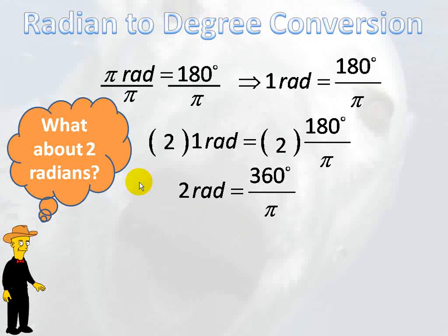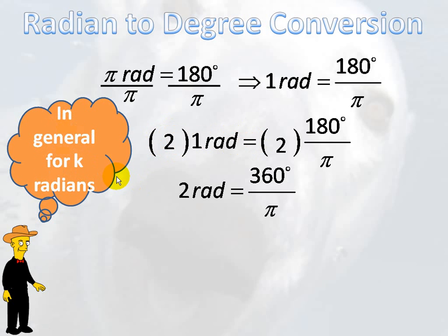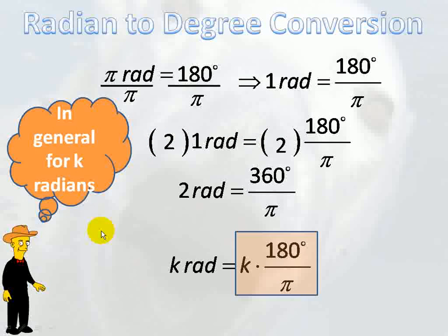And you can see that I could have easily chosen anything. I could have said, what about 5 radians? And substituted a 5 in for the 2. But we'll just be general and say, in general, for k radians, here's the relationship. k radians equals k times 180 degrees over pi. What that gives us is the ability to convert. Anytime we know how many radians we have, we can multiply by 180 over pi and find the degrees.